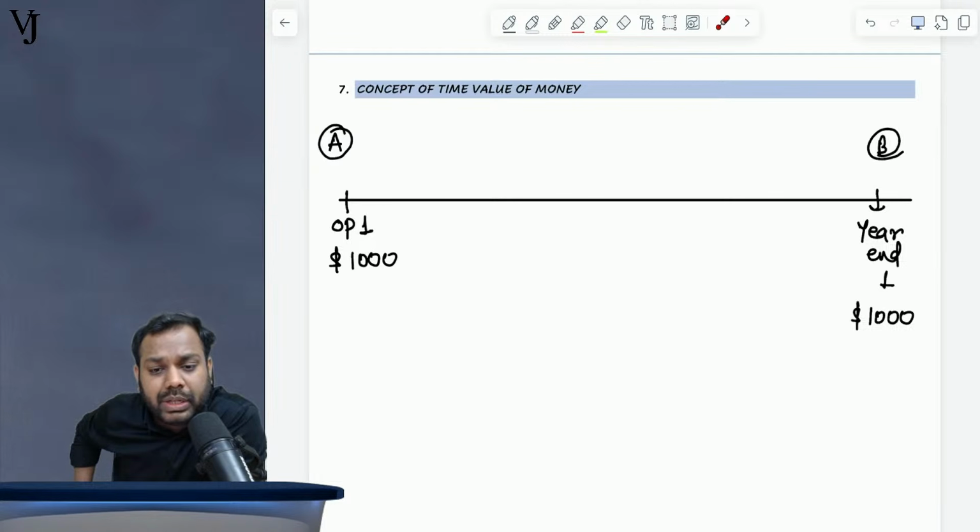Joseph, Ammu, Devendra, Yamini, all of you, please tell me. Why do you want it today itself? I am promising that I will give you. Take it after 1 year. No. Why today? Why not after 1 year? Value is higher today.